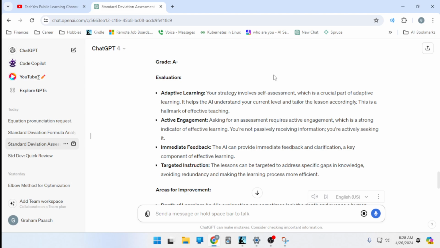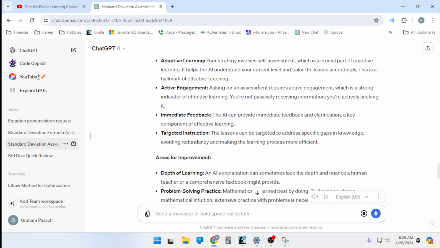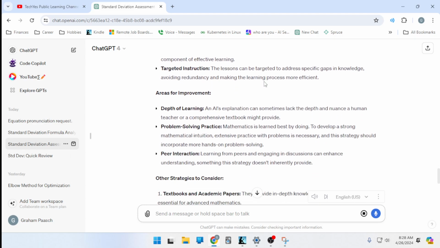Active engagement. Asking for an assessment requires active engagement, which is a strong indicator of effective learning. You're not passively receiving information, you're actively seeking it. Immediate feedback. The AI can provide immediate feedback and clarification, a key component of effective learning. Targeted instruction. The lessons can be targeted to address specific gaps in knowledge, avoiding redundancy and making the learning process more efficient.